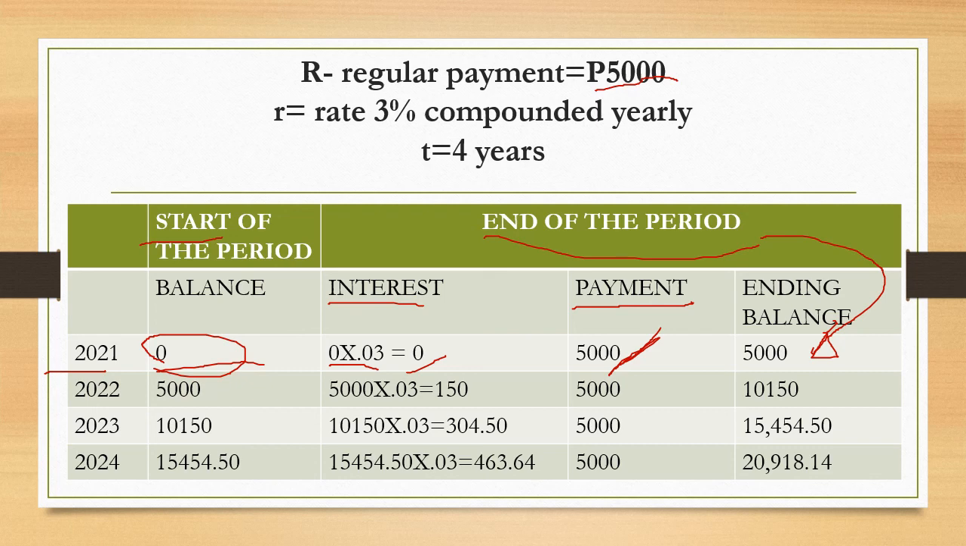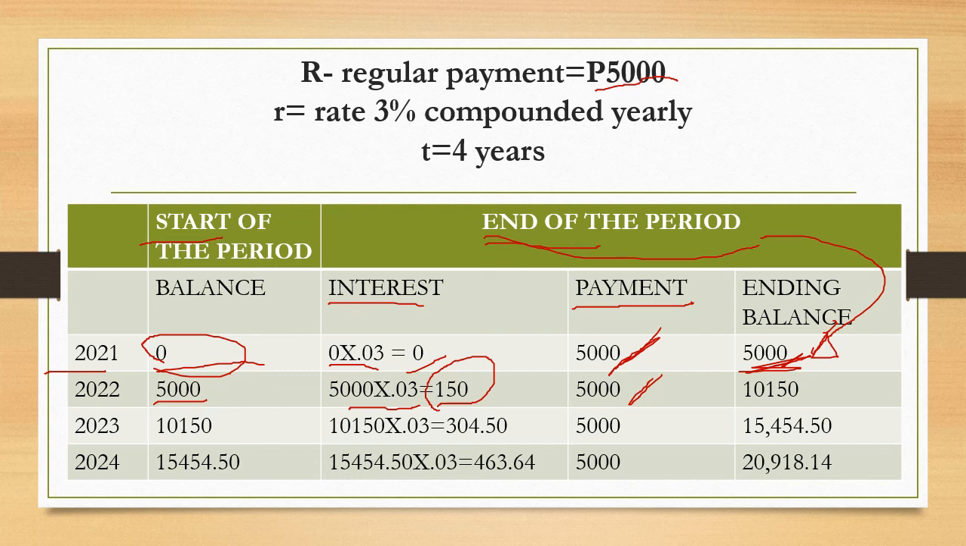Now come 2022, the balance of John Mark is 5,000, which came from this one. Now, at the start of 2022, he has 5,000 pesos. Now, at the end of 2022, it will earn 3% interest, or 5,000 times 0.03. That will give John Mark 150 pesos interest. Okay? Then he will pay another 5,000 because it is the end of the year.